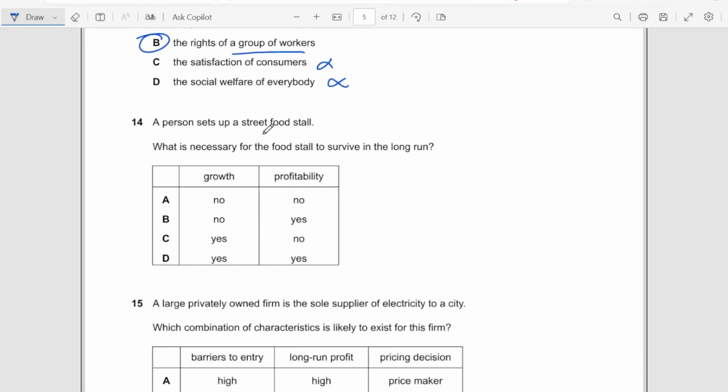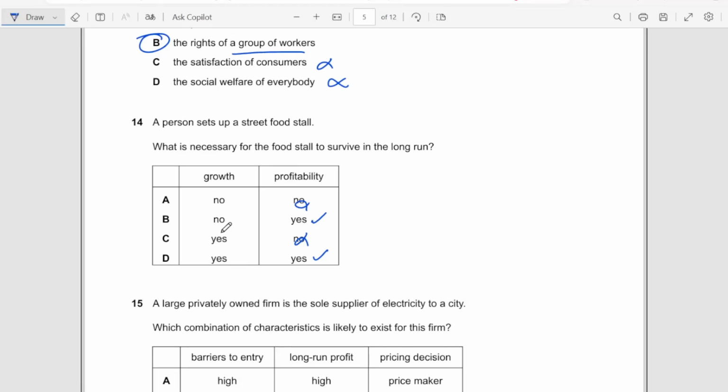Okay, a person sets up a street food stall. What is necessary for the food stall to survive in the long run? Well, look, in the long run, we would want our business to be profitable because if it's not profitable, we'll shut it down. So it should be yes and yes. This is wrong. This is wrong. We want profitability. If it's not profitable, then why would we want to run the business in first place?